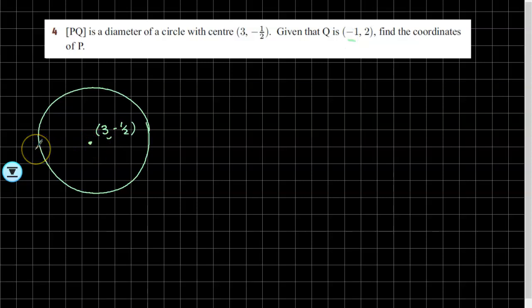And am I going to go up or down? Up, because it's positive 2 compared to half. So let's just imagine it could be here. Here's Q, which is minus 1, 2. And what we're trying to do is find P over here, and we don't know what it is. Let's call it x, y. So you've got a massive decision to make: distance, midpoint, or slope.